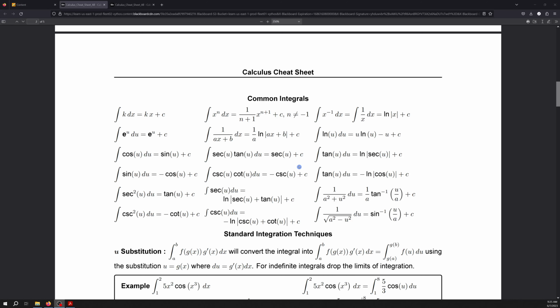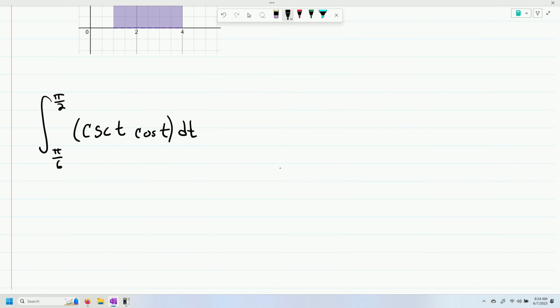All we did is we took our time, we relaxed for a second, and we said, is this on our common integrals? Which I do put on homeworks and quizzes and exams and everything because I want you to use this stuff. All right? So because we know the answer is negative cosecant u, we're going to go back into our notes. And we're just going to say, okay, well, this is going to equal negative cosecant t. And we're going to evaluate this between pi over 6 and pi over 2.